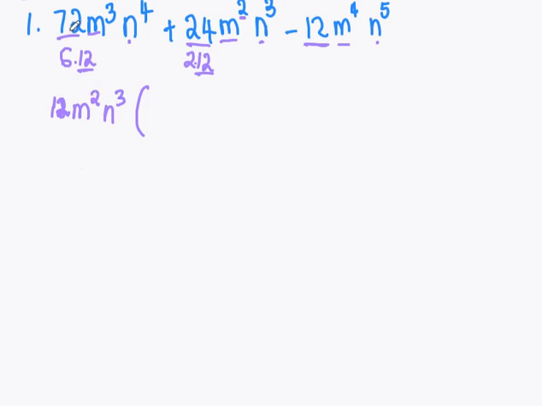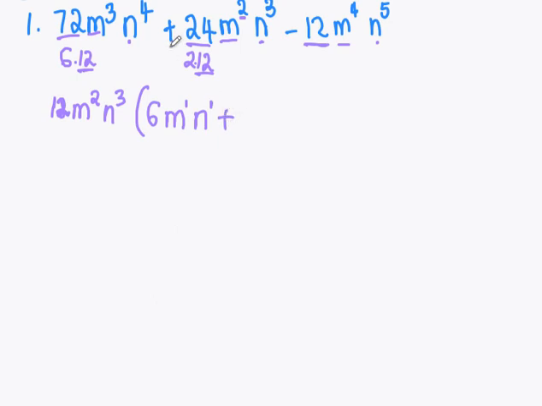All right, so 72 divided by 12, you have 6. M to the power 3 divided by m to the power 2: basically, there are 3 m's here, we take 2 of them out, that leaves us with only 1 m. And then there are 4 n's here, we take 3 of them out, that leaves us with just 1 n.